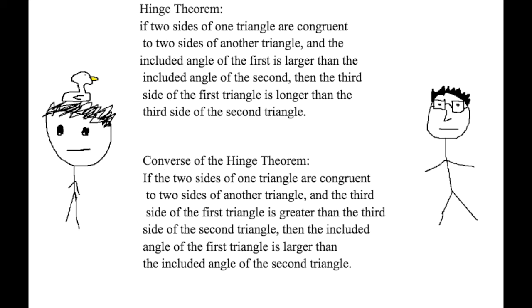However, the converse is basically the same thing but in reverse. So if two sides of one triangle are congruent to two sides of another triangle, and the third side of the first triangle is greater than the third side of the second triangle, then the included angle of the first triangle is larger than the included angle of the second triangle. We all understand that. It's easy.